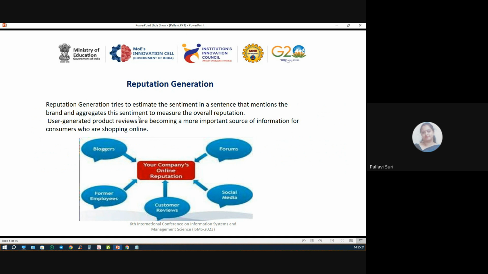User-generated product reviews are becoming a more important source of information for consumers who are shopping online. The company's reputation depends upon forums, social media, customer reviews, former employees, and bloggers.